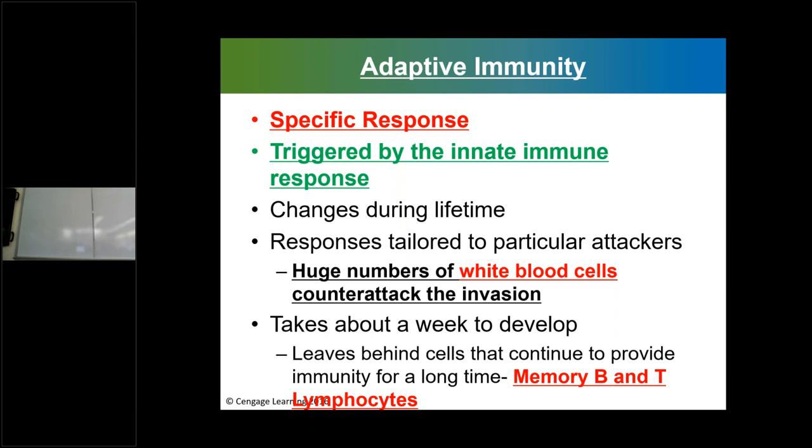Here we have some different cells that are responding. Primarily all of them are white blood cells except that dendritic cell. But you'll see here neutrophil, eosinophil, basophil, the macrophage, which was a monocyte at one time, which is a white blood cell, and the lymphocyte. Those are all white blood cells. That dendritic cell is one of the types of cells out there in that first response.